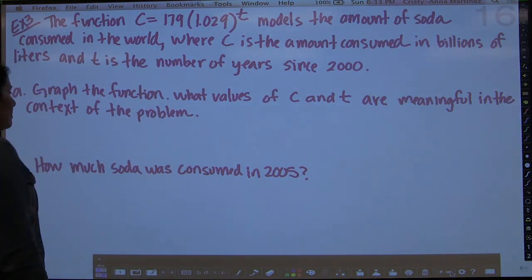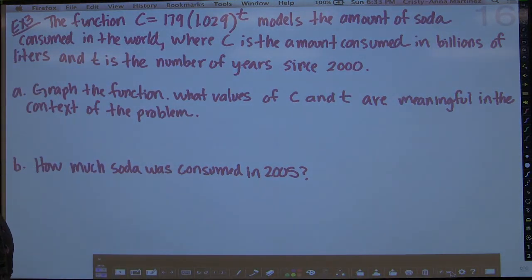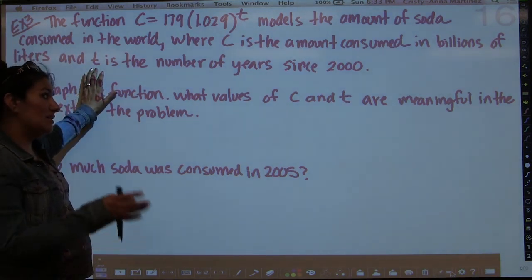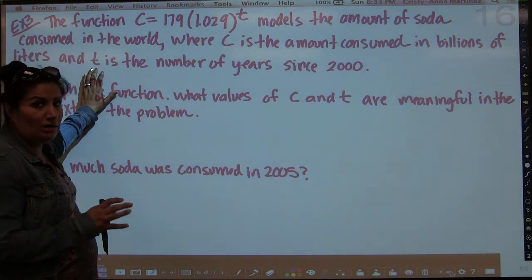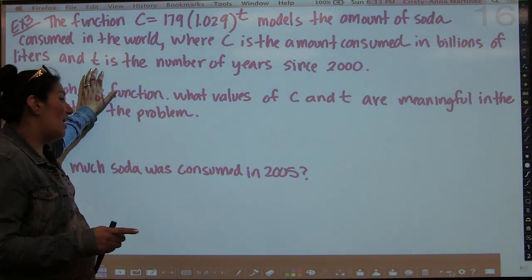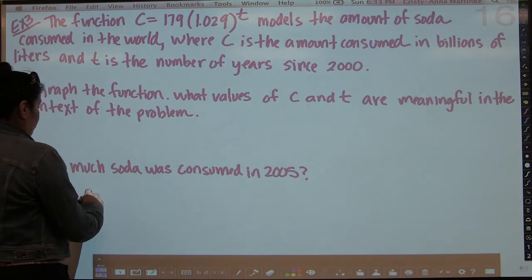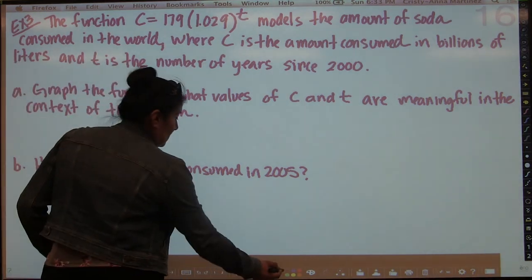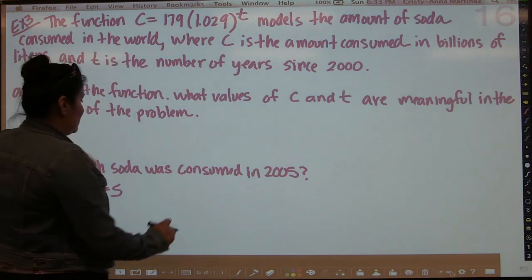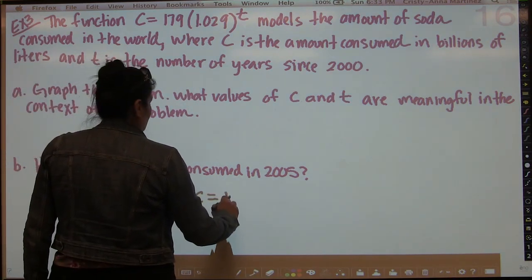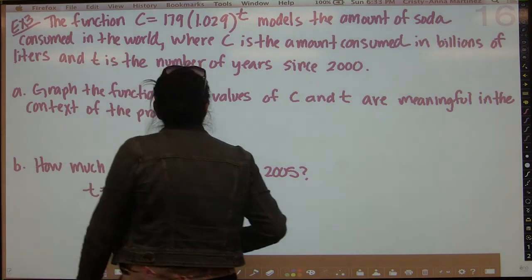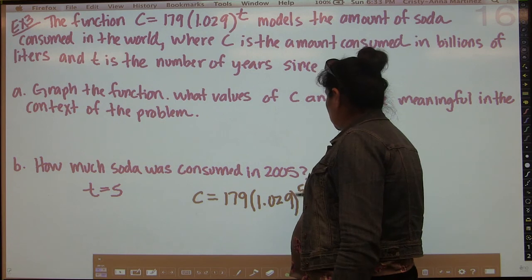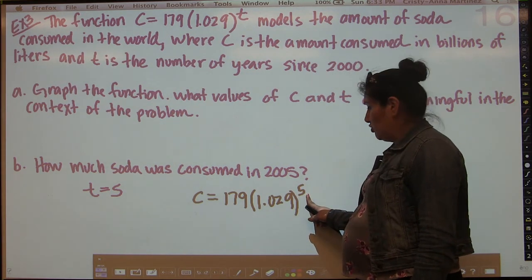And here we are. It says how much soda was consumed in 2005. Now remember that originally T is the number of years since 2000. That means that the year 0 represents the year 2000. So 2005 would be T equals 5. So all we're going to do is evaluate the function when T is 5. So my function is C equals 179 times 1.029 to the 5th power. So instead of a T, I'm going to replace it with 5 for 2005.